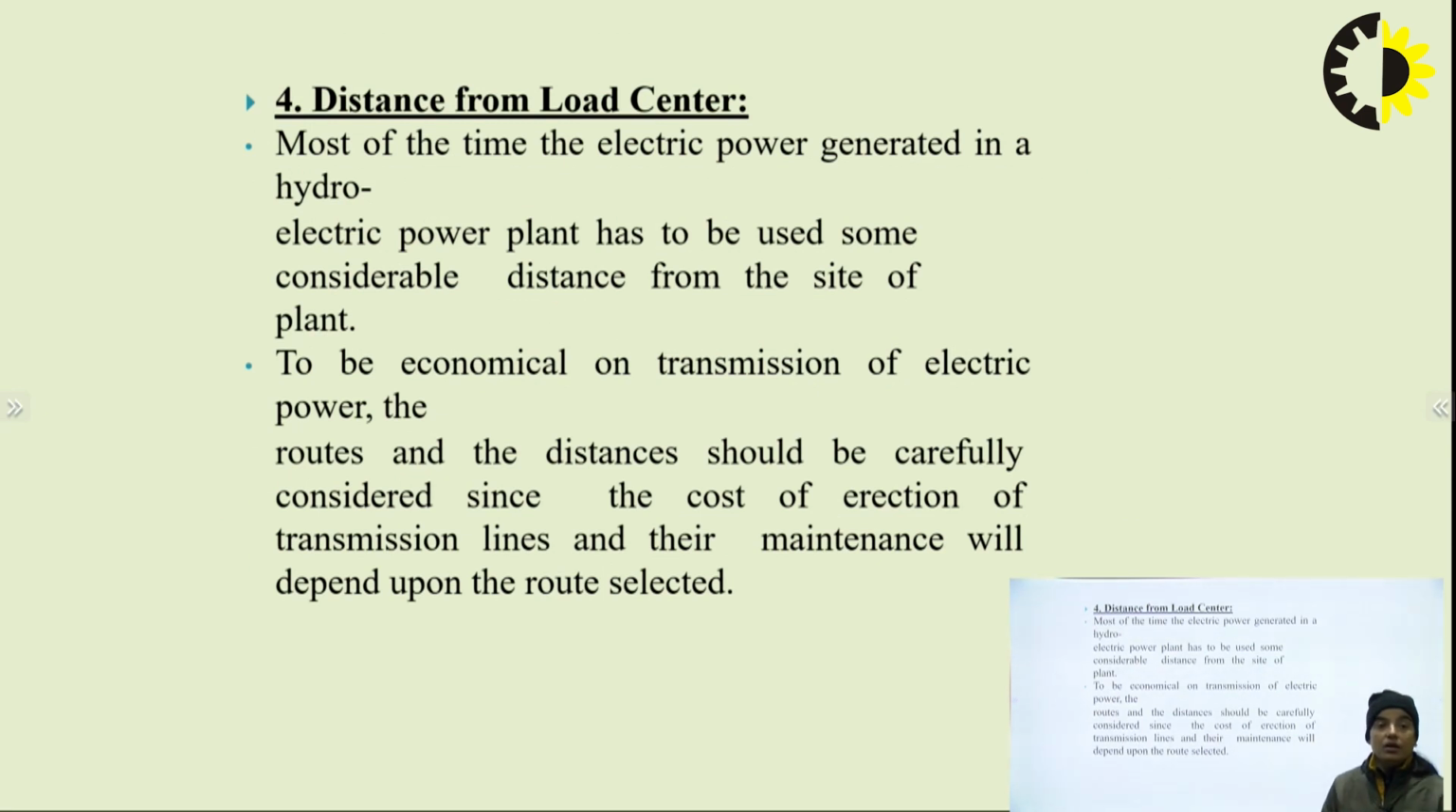So distance from the load center is also important. Most of the time the electric power generated in a hydropower plant has to be used some considerable distance from the site of the plant. To be economical on transmission of electric power, the routes and the distances should be carefully considered, since the cost of erection of transmission line and their maintenance will depend on the route selected. So there should not be more distance from the load center, because it will add extra cost.